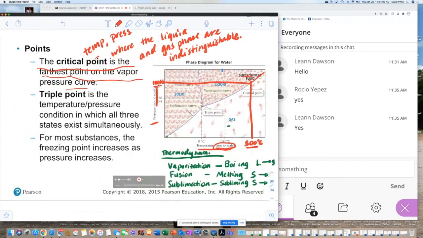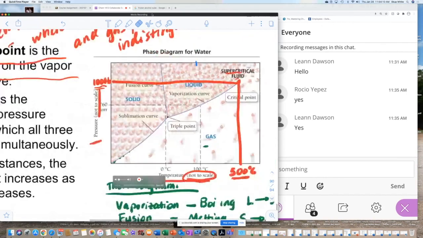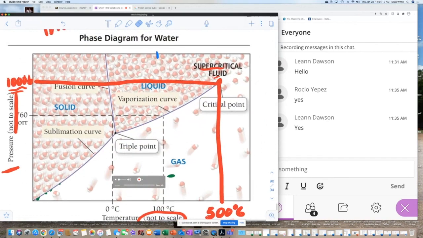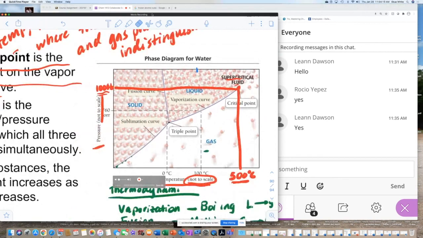The liquid and the gas phase are indistinguishable. You can't tell the difference. How do I know that? There is no barrier. The barrier means difference. Okay. So what we're seeing here is the pressure and temperature combinations that allow a certain phase to exist.